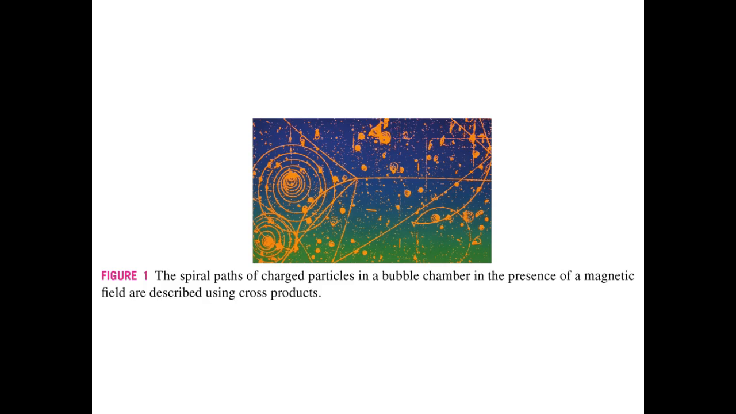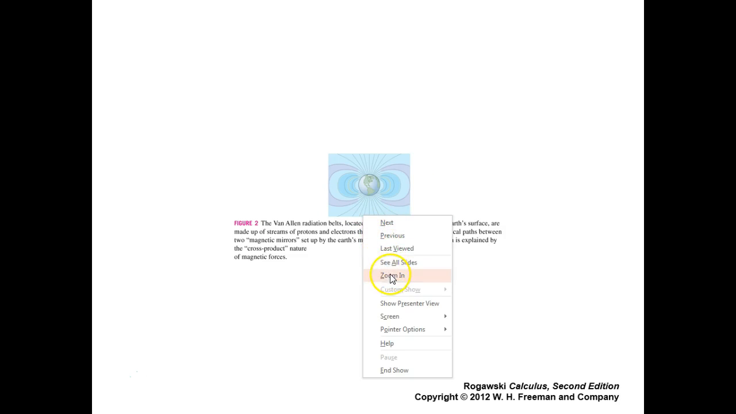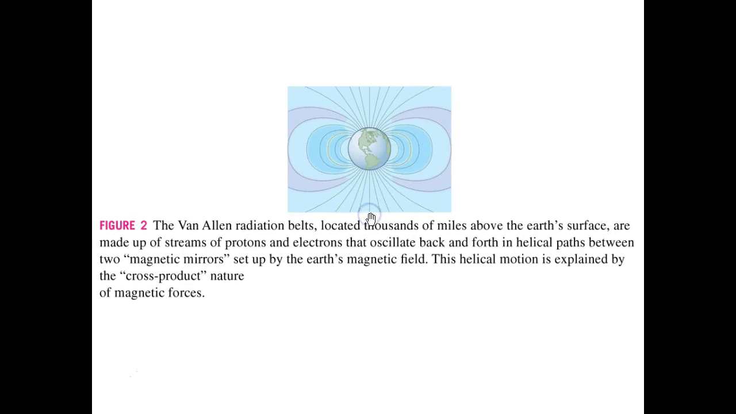Spiral paths of charged particles in a bubble chamber in the presence of a magnetic field are described using cross products. Okay? In fact, lots of things are that way. If you get into magnetism much at all, electromagnetic theory, you're going to be in cross products. Okay? Sometimes this is also called the vector product. This is the same figure again in both texts, it looks like, because it was in the old one, since that's what I'm using on the slides, but it's exactly the same one in the text. The Van Allen radiation belts. Anyone heard of those?